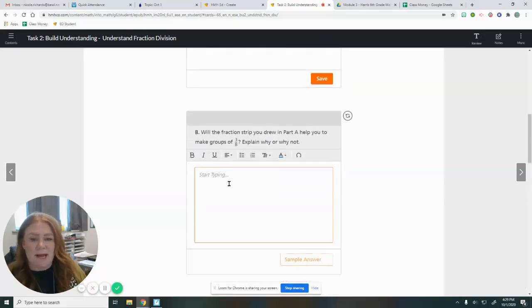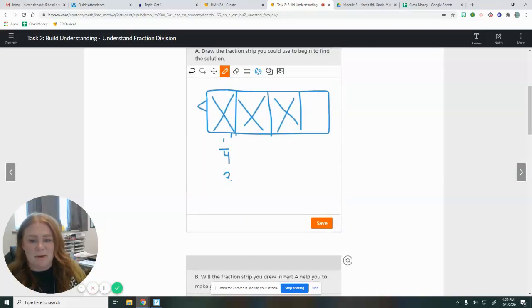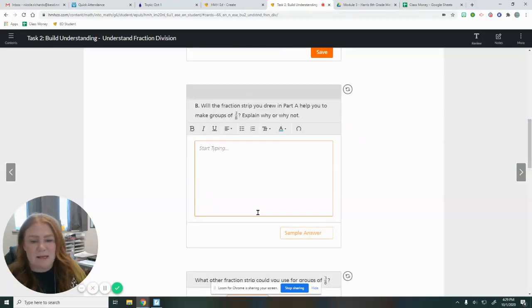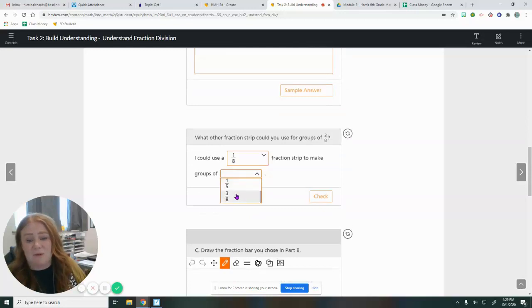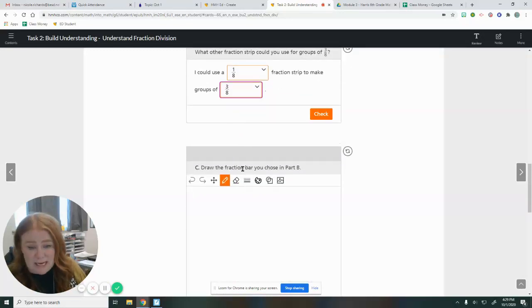So I'm going to come back up here and just do a little writing. I know I have groups of 3/8, and my other fraction was working in 4ths. So I think I need to make a common denominator. If I list out multiples of 4, I know they both go into 8. So I want to use 8s to make those groups of 3/8.